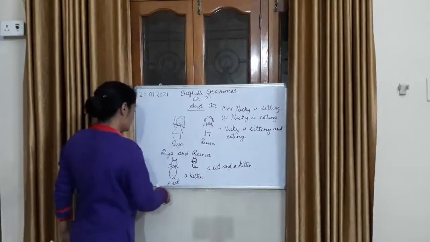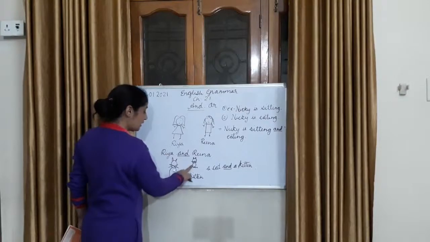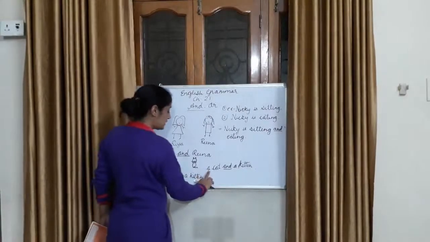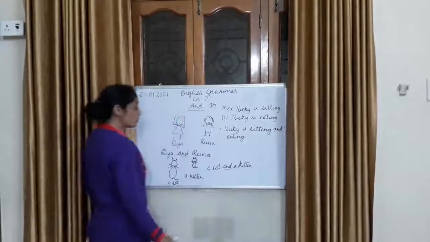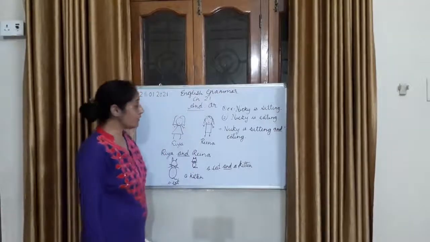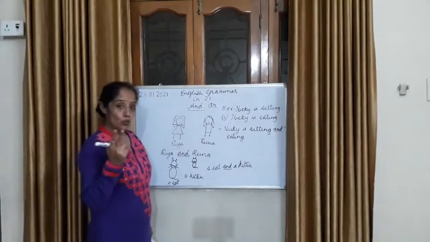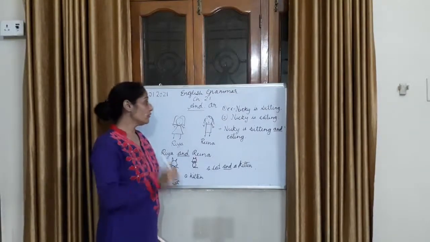Now let's see another picture. A cat, a kitten. So we can write a cat and a kitten. So children, and is a joining word. It joins two words and two groups of words.